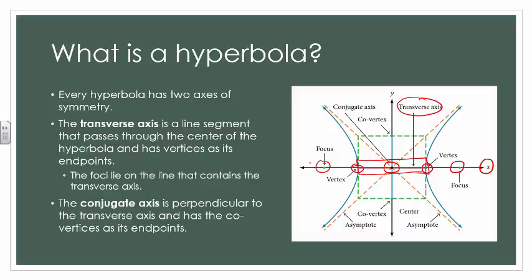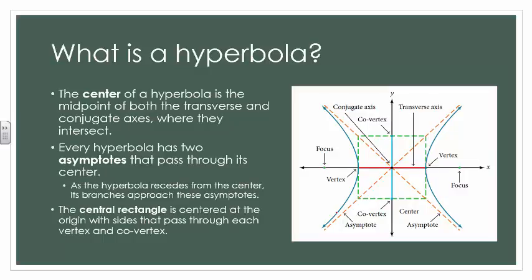The second axis of symmetry is called the conjugate axis. This is always perpendicular to the transverse axis and has the covertices as its endpoints. So we can see again in our figure we have the label for the conjugate axis. Follow that arrow down, we see it's this blue line that I'm boxing right now. It passes through the center, that black dot, and we have 1, 2 covertices.